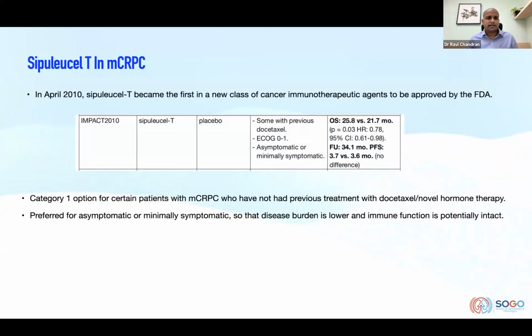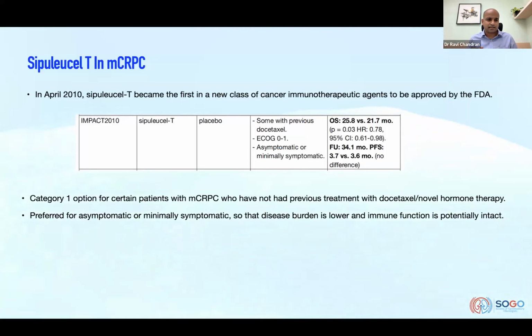Next, coming to Sipuleucel-T, less spoken, not available here, nor do we use it on a regular basis in our practice. It was approved in April 2010 based on the IMPACT study. But the importance of this study was to open up an all new Pandora's box, wherein there was a space for immunotherapy, there was a space for modulating immunity in order to tackle prostate cancer. So we have to give credit to Sipuleucel-T for opening a new Pandora's box to tell us that there is scope for immune modulation in treating prostate cancer.